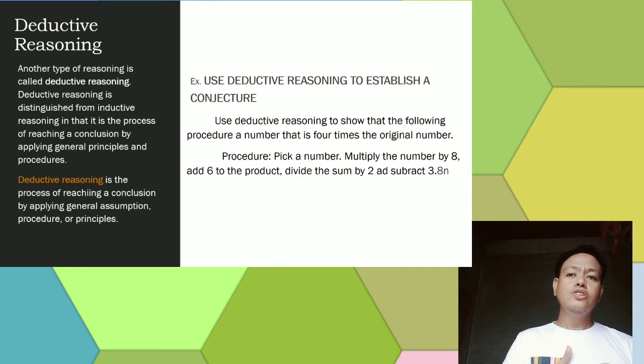Example: use deductive reasoning to establish a conjecture. Use deductive reasoning to show that the following procedure produces a number that is 4 times the original number. Pick a number, multiply the number by 8, add 6 to the product, divide the sum by 2, and subtract 3.